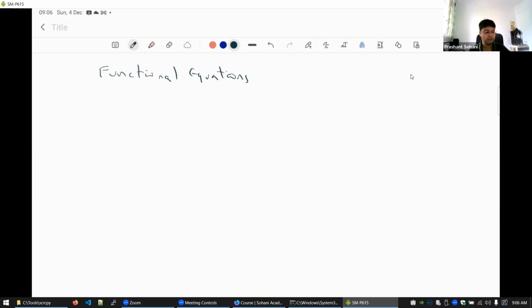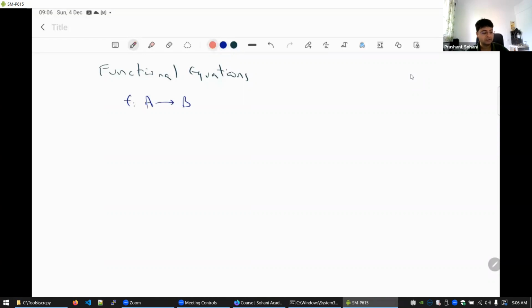But I'm just going to go back and talk again a little bit more about the theory part of what a functional equation is. To begin with, we also briefly talked last time about what a function is. A function goes from one set to another set, right?